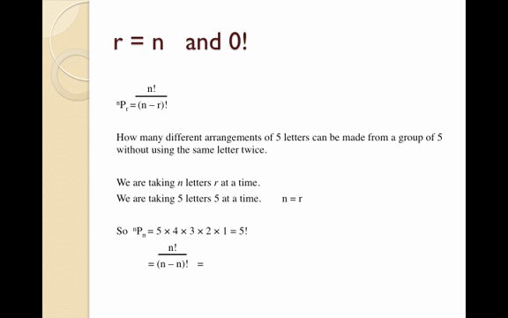So when n equals r, we get n factorial divided by n minus n factorial, so n instead of r, which is 5 factorial divided by 0 factorial. Now we know we want our answer to be 5 factorial, so we must be dividing by 1 to get the same answer. This leads us to the conclusion that 0 factorial has to equal 1. You're going to have to use this as an identity and remember it for future answers.